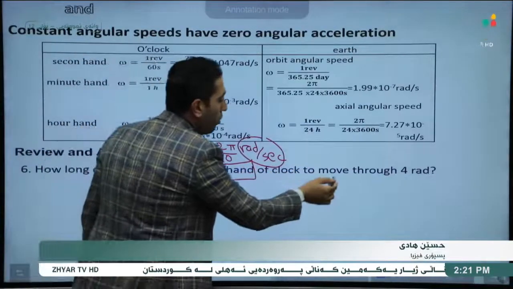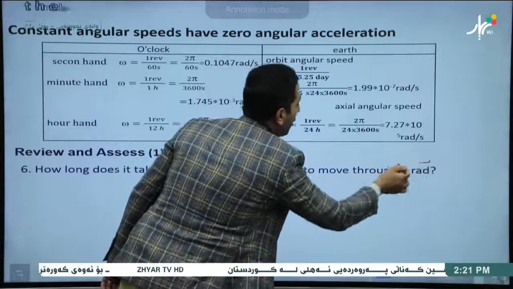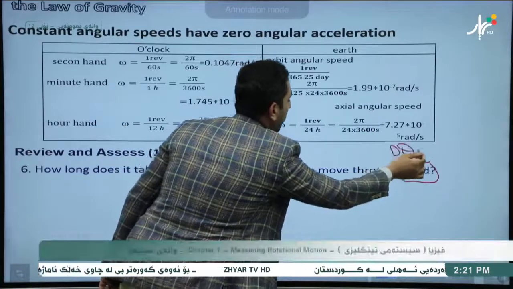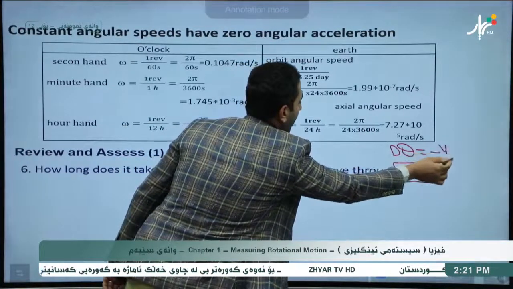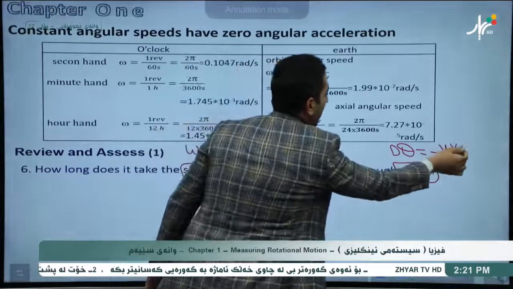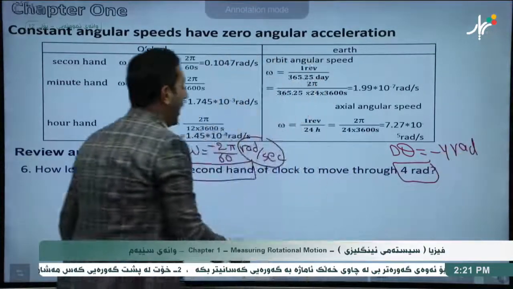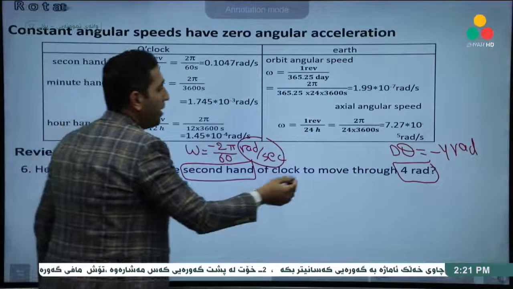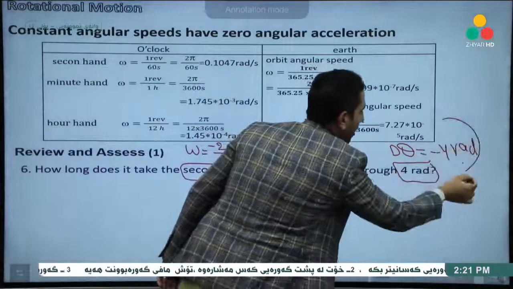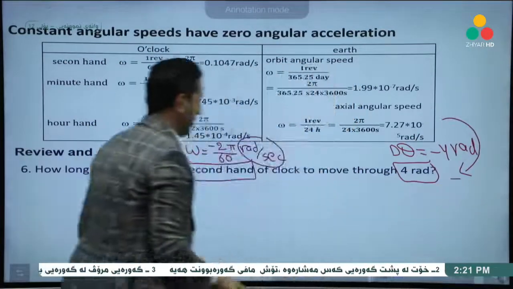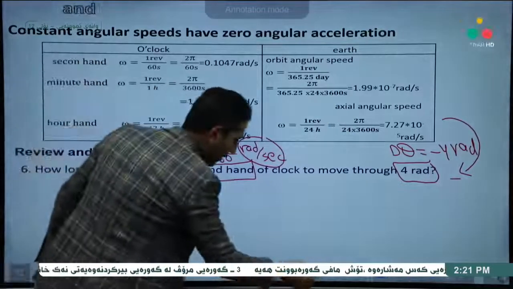of clock to move through 4 rad. When you write the angular displacement, you say negative 4 rad, because you know the direction of the second hand is the clockwise direction. Okay.